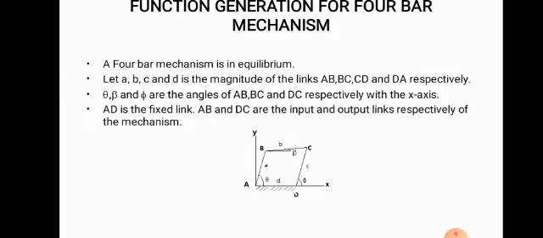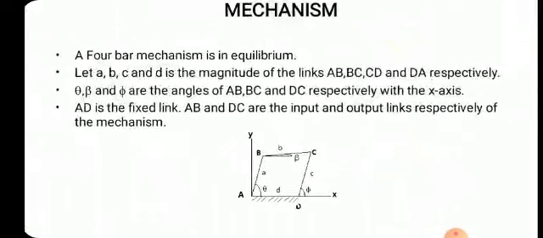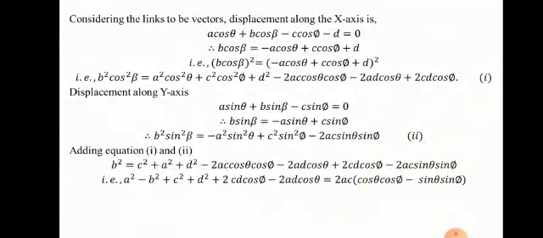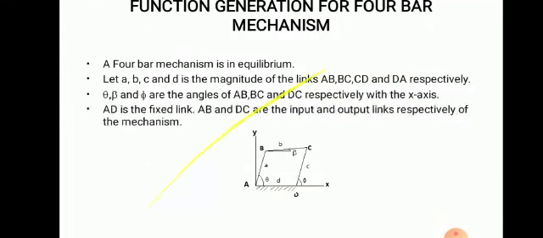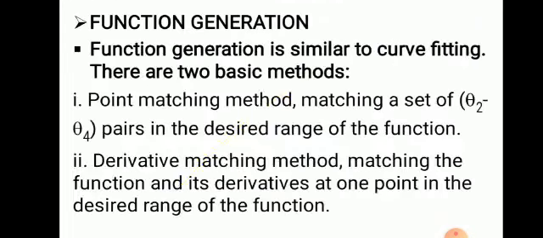Function generation for 4-bar mechanism. Function generation is similar to curve fitting. There are two basic methods. One is the point matching method, matching a set of pairs in the desired range of the function. The other is the derivative matching method, matching the function and its derivatives at one point in the desired range of the function.